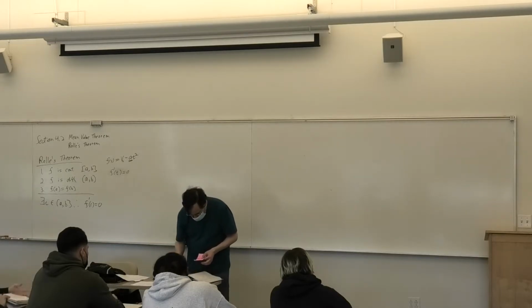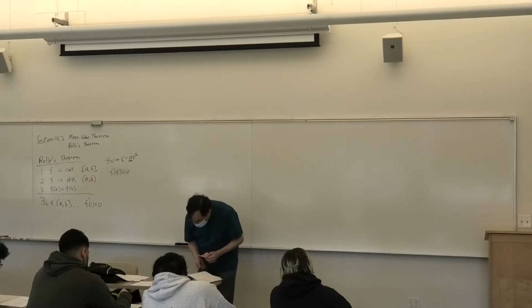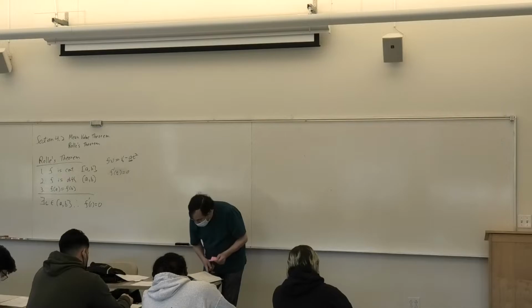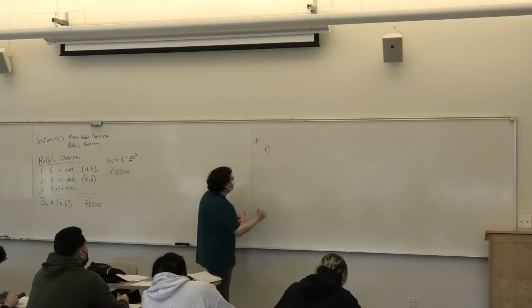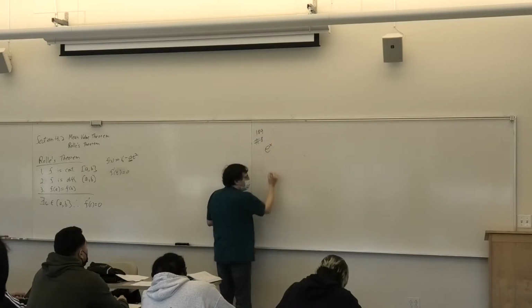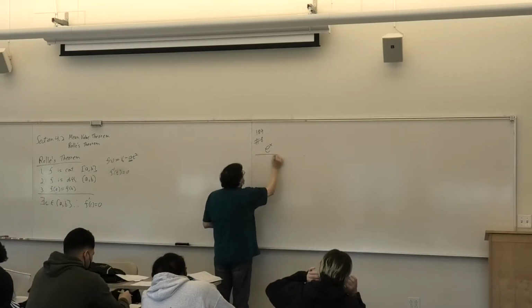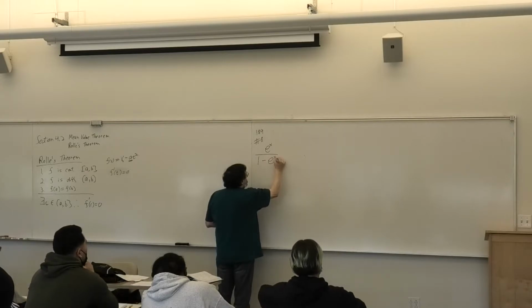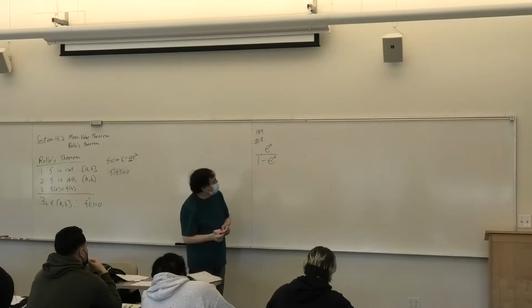So, number 8. Differentiate e to the x over 1 minus e to the x. Number 8 on page 189. I wonder why that would be difficult.